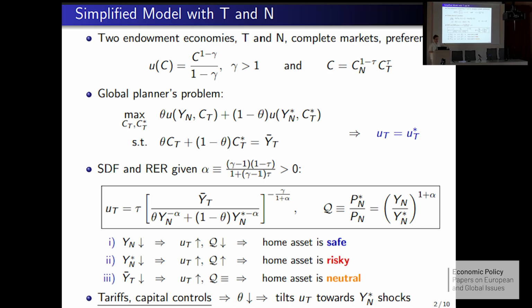So how can you make the home asset safe? Well, you need the first shock to dominate. And that's exactly what captures the idea of country size. If the US is larger, then theta, this parameter, effectively the Pareto weight, is higher. And so the non-tradables in the home economy will be the main driver of the SDF, and so home assets will be safe. So you can think, in this oversimplified environment, how can you think about tariffs and capital controls?